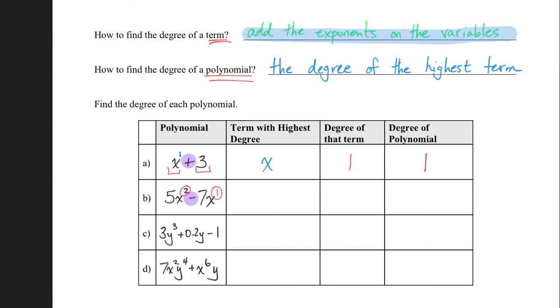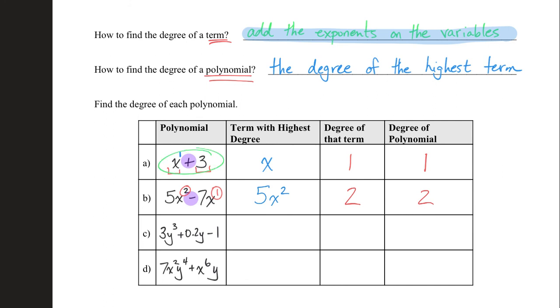So that means that I have my first term that is degree 2 and my second term that is degree 1. So which term then has the highest degree? Well, it would be the term 5x squared. What is the degree of that term? It is degree 2. And therefore, what is the degree of the whole polynomial? It is degree 2.